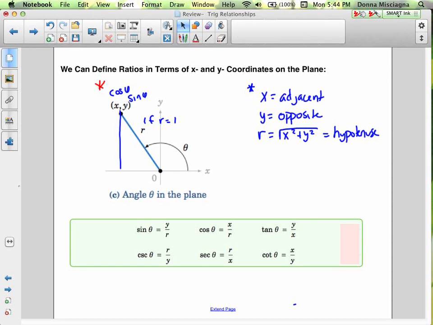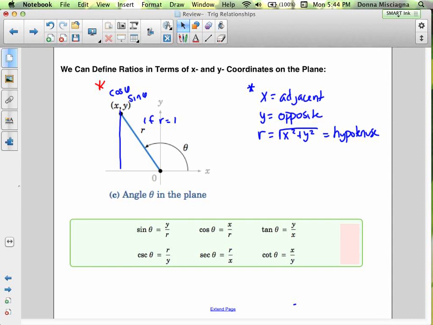So right now we're not holding our radius steady. It's just based off of whatever the adjacent and opposite sides are. But when we get to graphing, we're going to hold the radius steady at 1. If we hold the radius steady at 1, the x-coordinate is going to be the value for cosine, and the y-coordinate is going to be the ratio for sine.